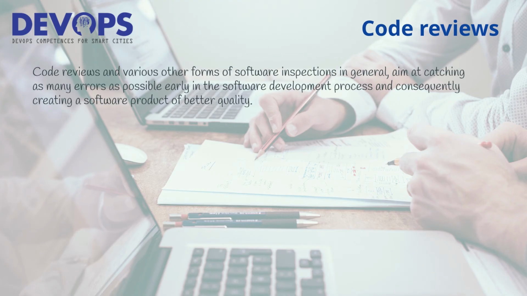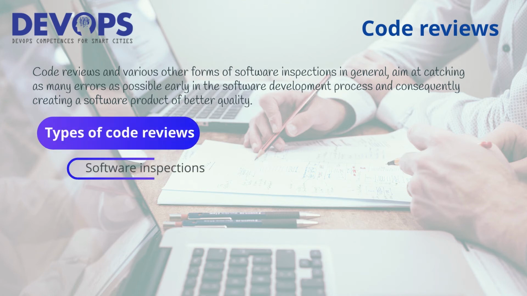Code reviews. Code reviews and various other forms of software inspections in general aim at catching as many errors as possible early in the software development process and consequently creating a software product of better quality. Types of code reviews. Software inspections. It is a formal approach to software review with specific steps and roles. Open source software peer reviews. This approach is used in open source projects and requires collaboration and review from other developers in order for a code change to be accepted and merged in the main branch of the software under development.